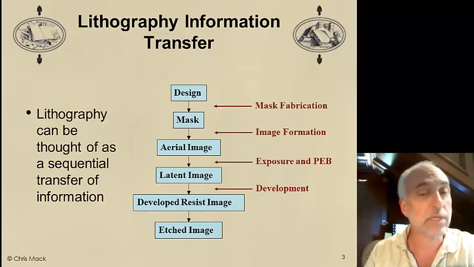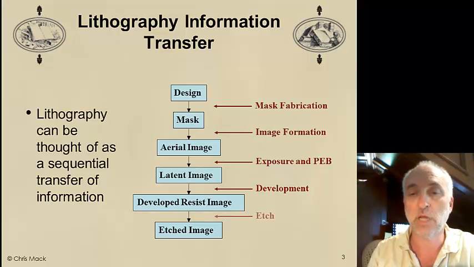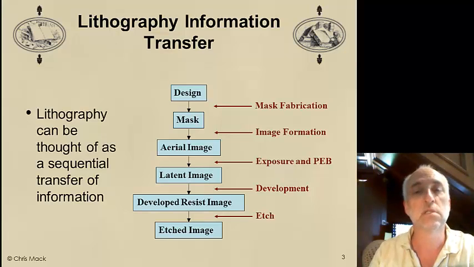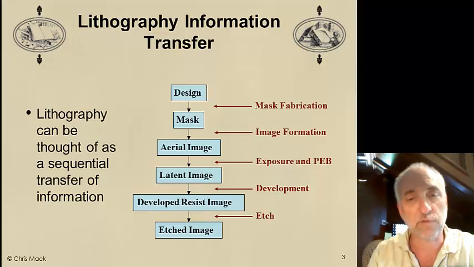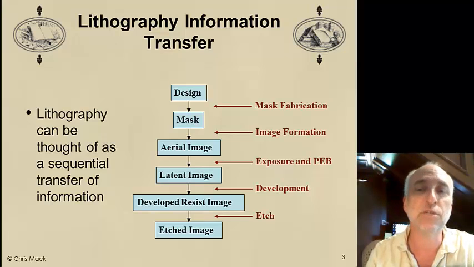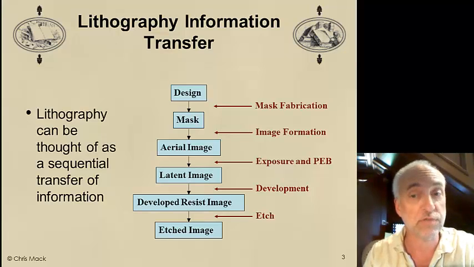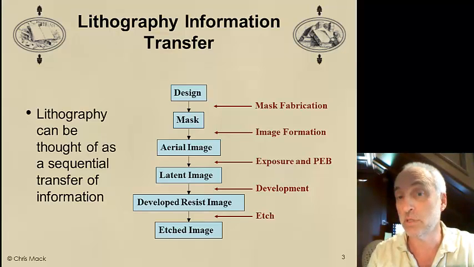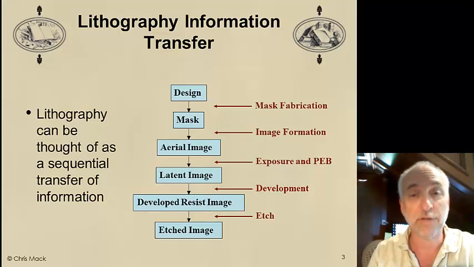Development takes the latent image and turns it into a developed resist image, and then etching takes that developed resist image and transfers it into an etched image. At every single step in the process, there is information that is lost. So it's useful to define information metrics, metrics that define how much information is present in each of these steps. What we're going to do now is focus on the aerial image, and then we'll talk about other steps at the very end of this lecture. But first, the aerial image.